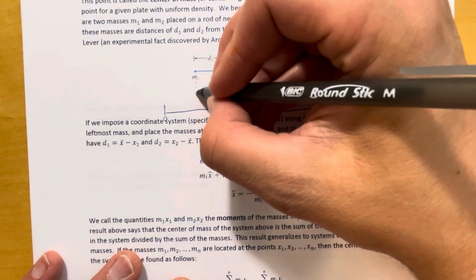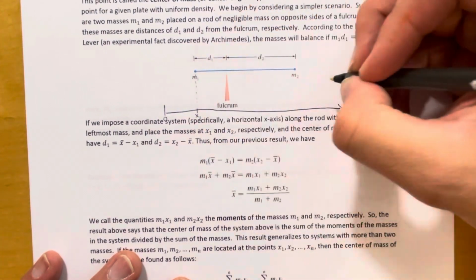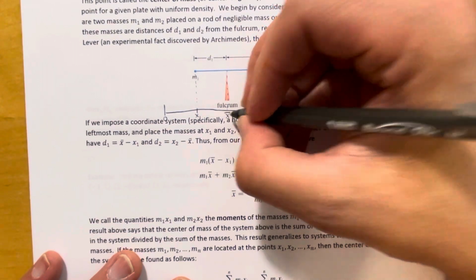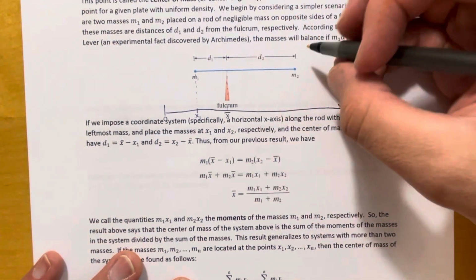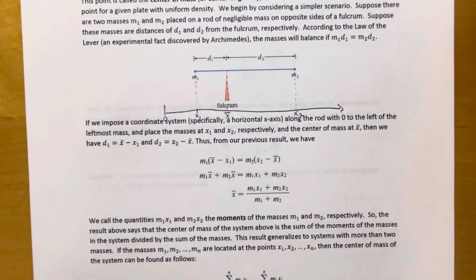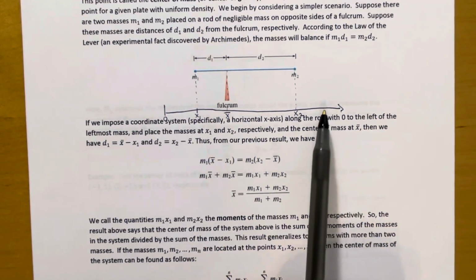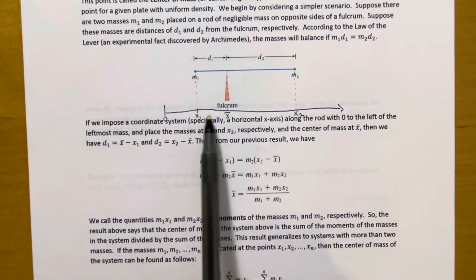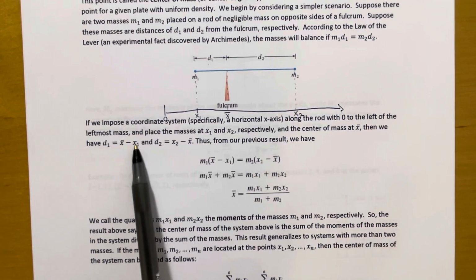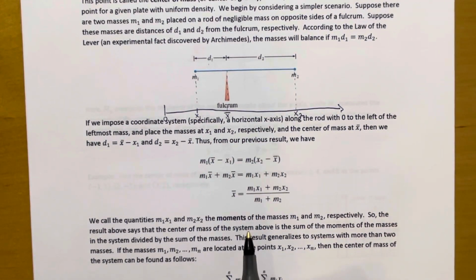So M1, I'm going to say that it's at the coordinate x1 right there. The fulcrum, let's put the fulcrum at x bar. So that's going to represent the balancing point or the center of gravity. M2, let's suppose it's at the point x2. My purpose for doing that is because now that I've imposed a coordinate system, I can talk about these distances in terms of these coordinates. So D1 would have to be x bar minus x1. You're seeing that right here. D2 would be x2 minus x bar, which is here.